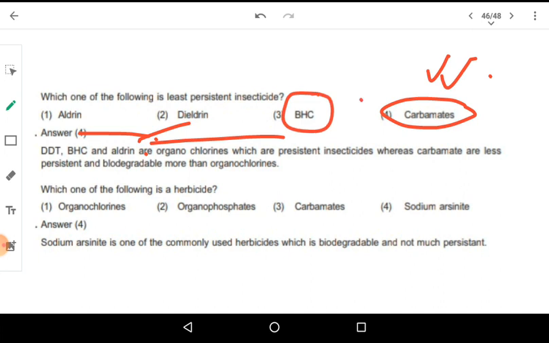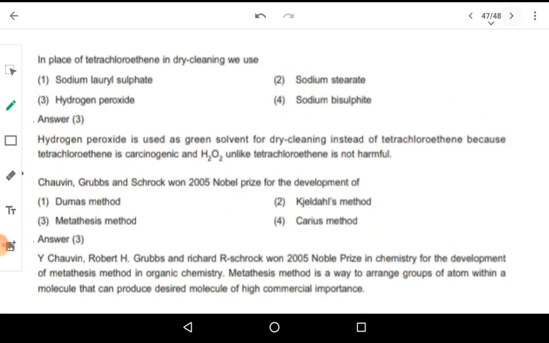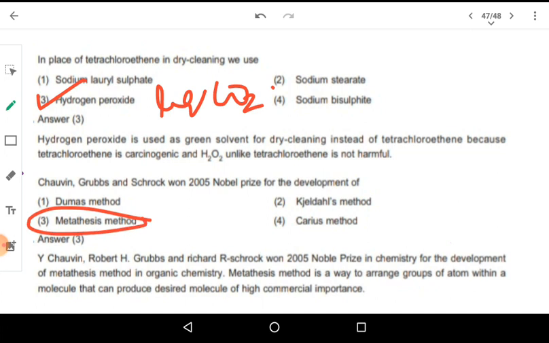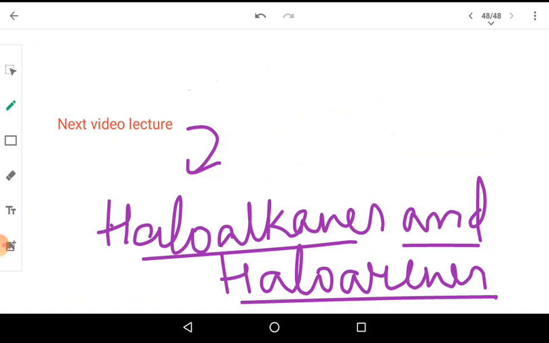Which one of the following is a herbicide? We have studied that the herbicide is sodium arsenite. Now the next question, in the place of tetrachloroethene in dry cleaning, we can use hydrogen peroxide and also liquid CO2 as well. Sharpless won the 2005 Nobel Prize for the development of the metathesis method, which is a very important method in green chemistry. So with this chapter, and in the next video lecture we will be covering the chapter haloalkanes and haloarenes.